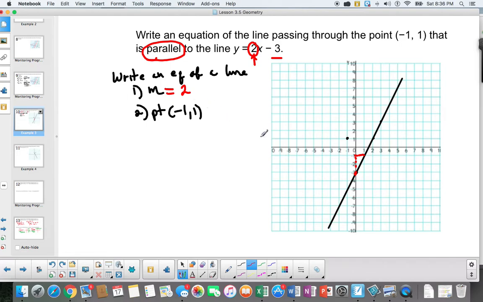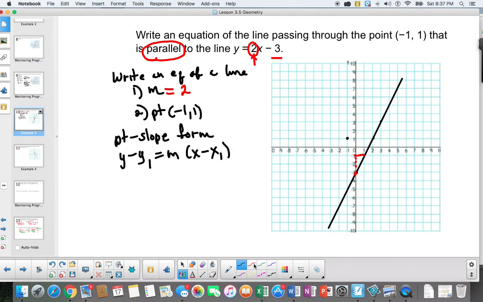So I have gotten the important information, and now I'm going to write the equation of the line using point-slope form. Now point-slope form looks like this. Y minus y sub 1 is equal to m times x minus x sub 1. Now I'm going to put in red y sub 1 and x sub 1. Y sub 1 and x sub 1 is this point right here. And of course m stands for this slope.